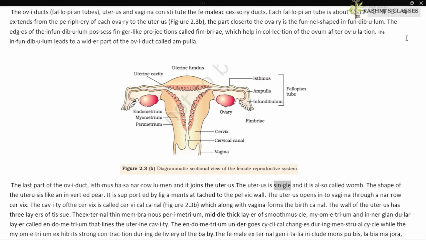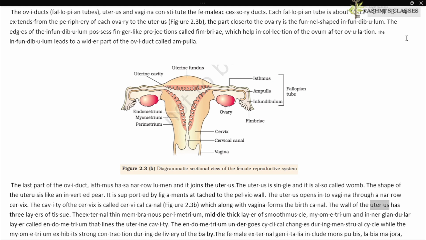The uterus is single and it is also called womb. The shape of the uterus is like an inverted pear. It is supported by ligaments attached to the pelvic wall. The uterus opens into vagina through a narrow cervix. The cavity of cervix is called cervical canal, figure 2.3b, which along with vagina forms the birth canal.